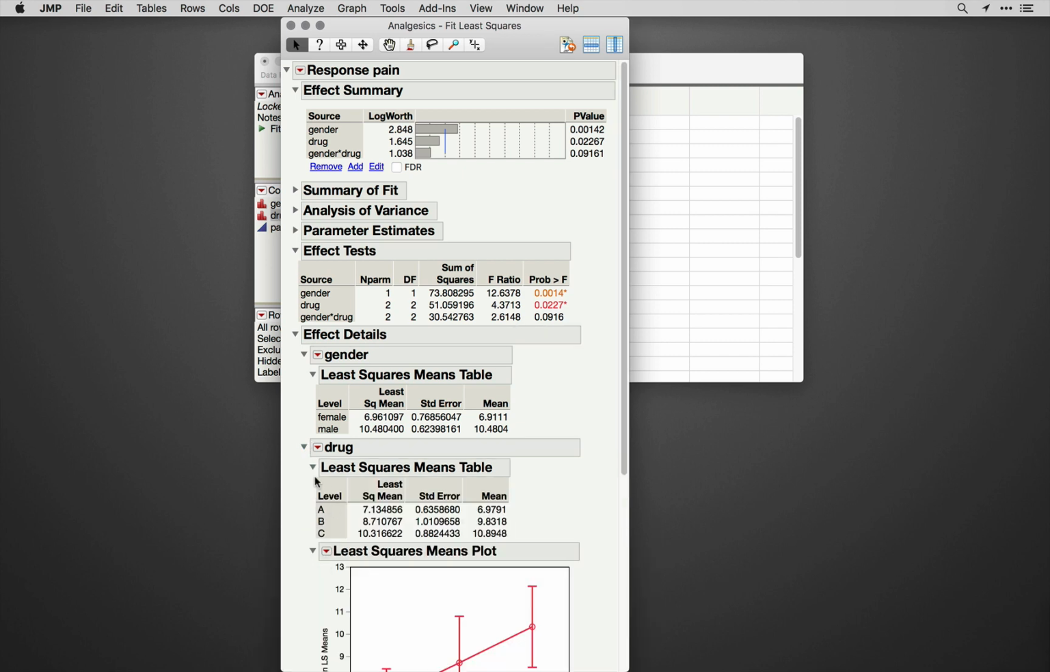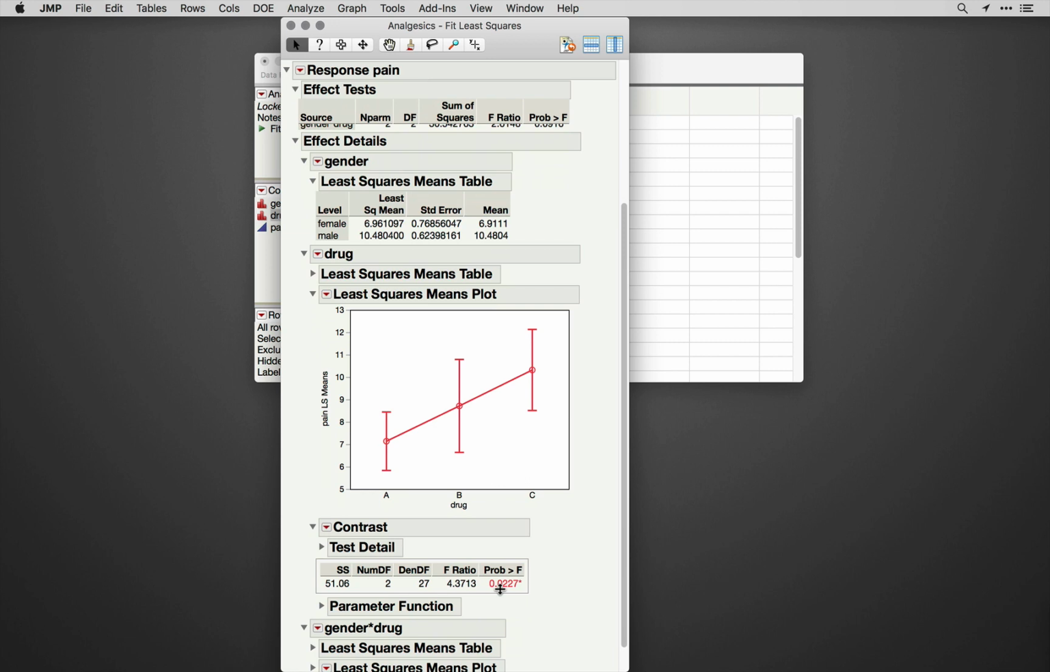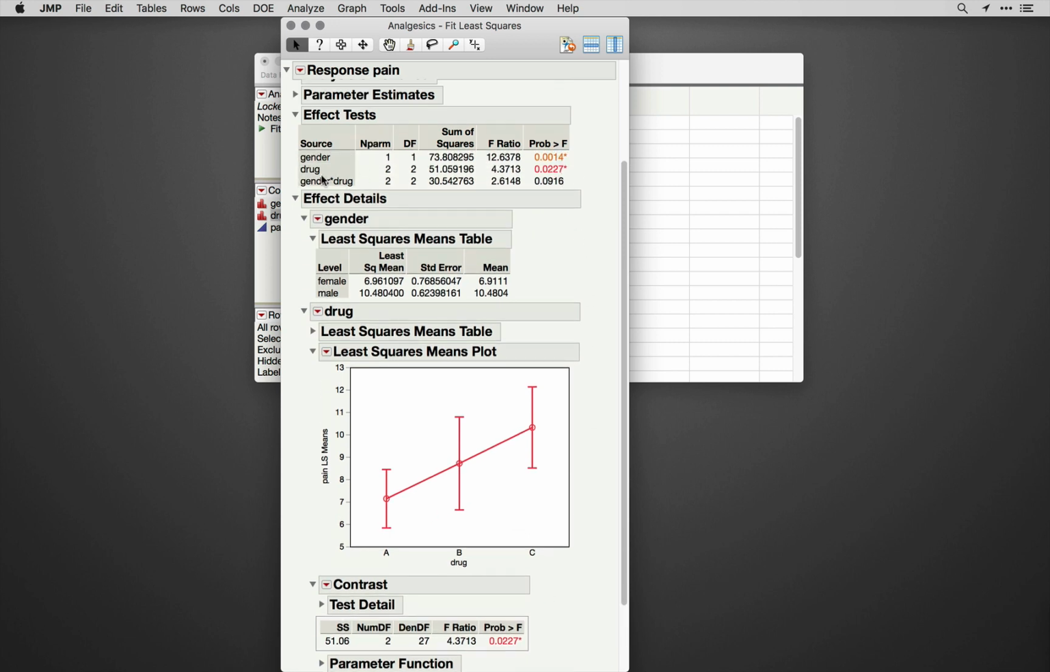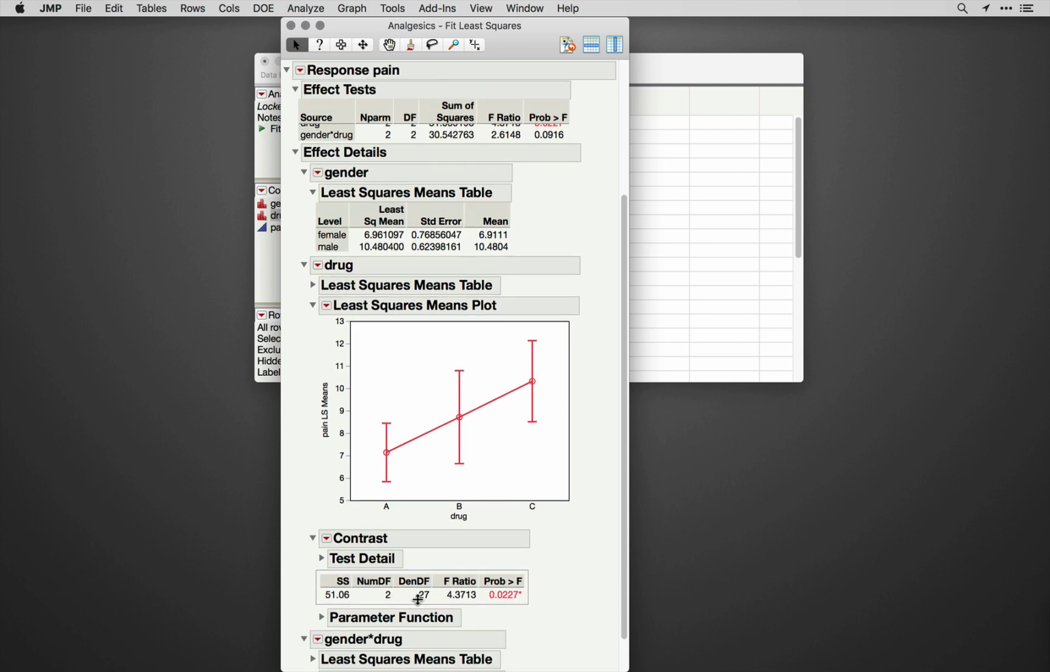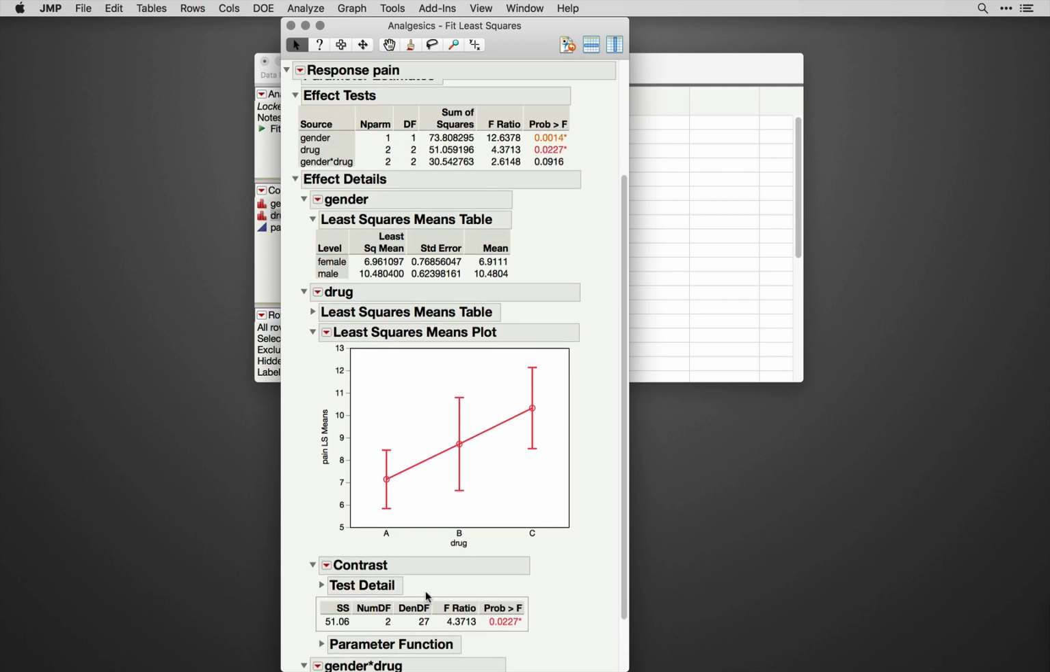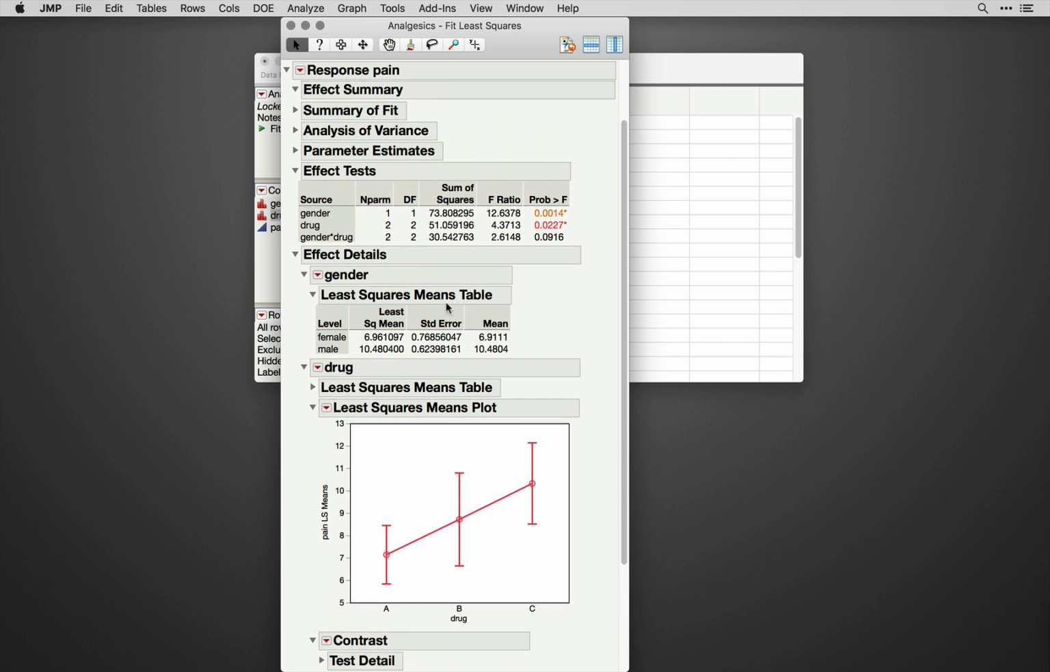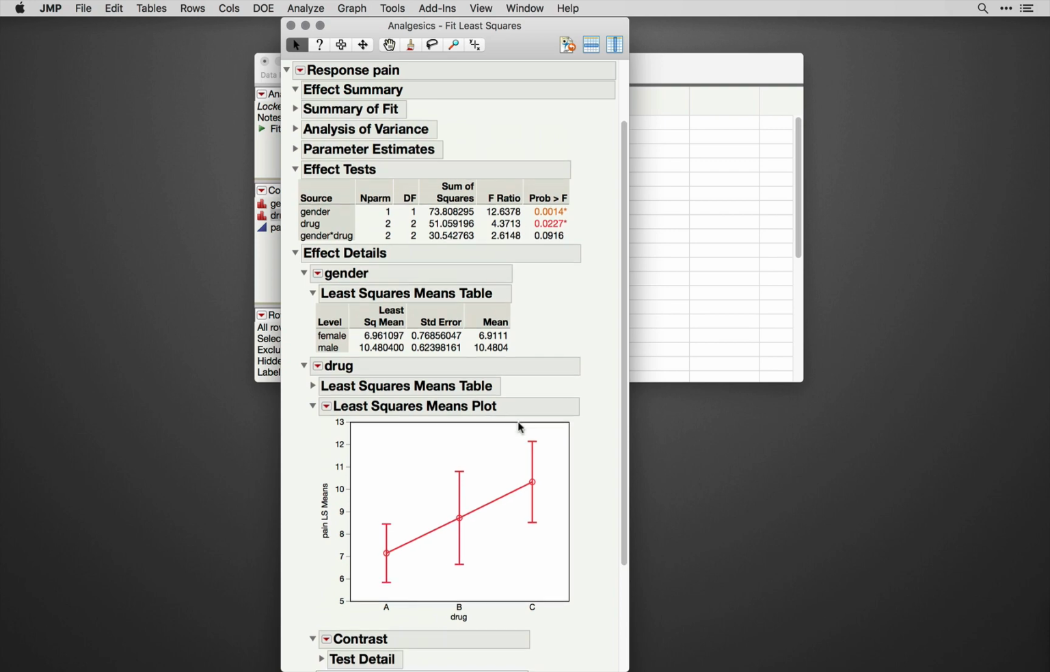Go back to drug. And there we go, 0.0227. Well, look at that. That matches my main effect of drug. And the degrees of freedom, 2. Denominator degrees of freedom, how many degrees of freedom for error I have. That's still the overall degrees of freedom for the table. And the F ratio should match, 4.3713 and 4.3713. I've built the same test just using the actual contrasts.